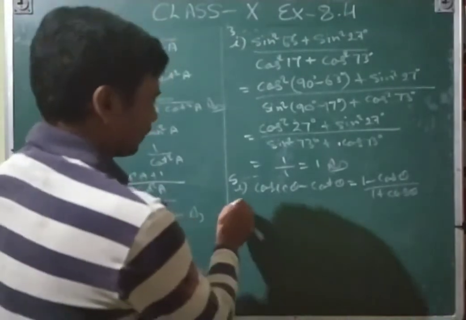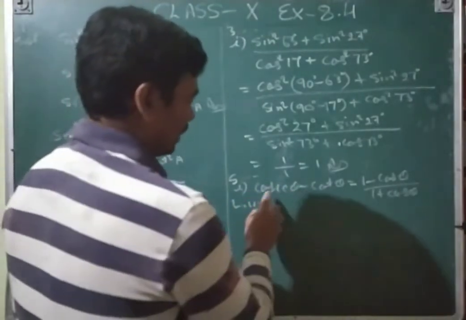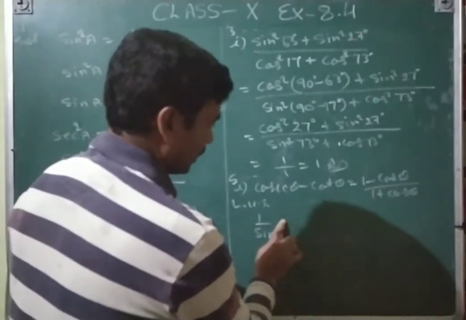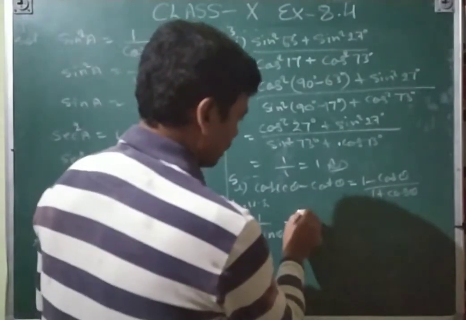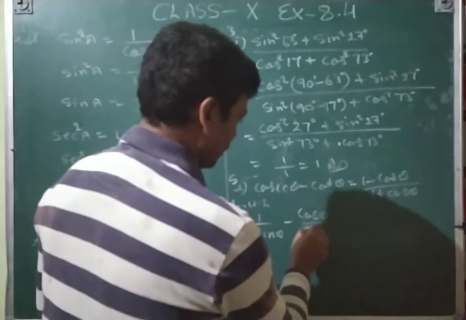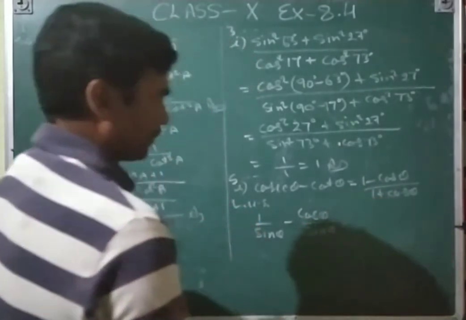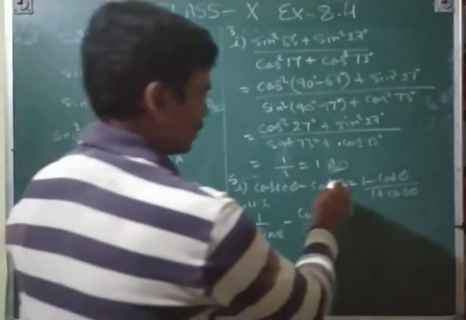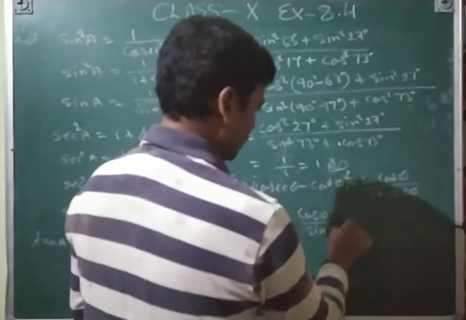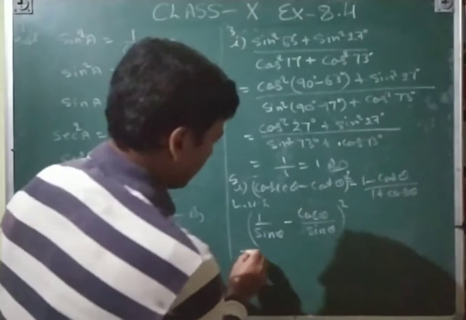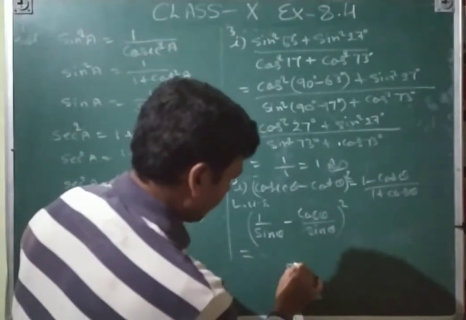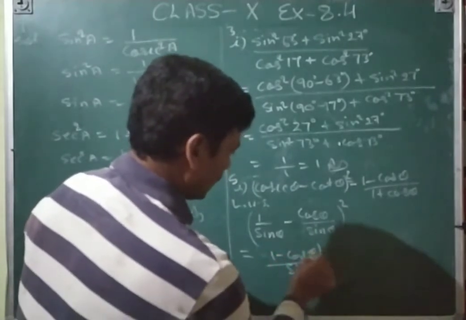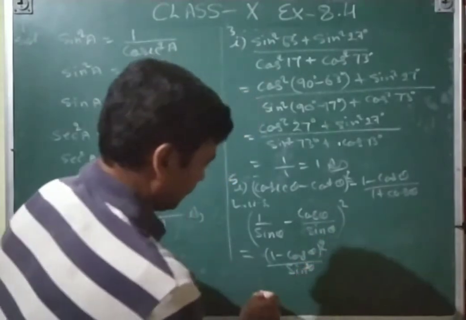So by left hand side, that is cosec means 1 upon sin, and then minus cot means that is cos theta upon sin theta, cos theta upon sin theta, and then square is also there, whole square, and then after sin is a LCM, so that 1 minus cos theta, and then square we will also give.